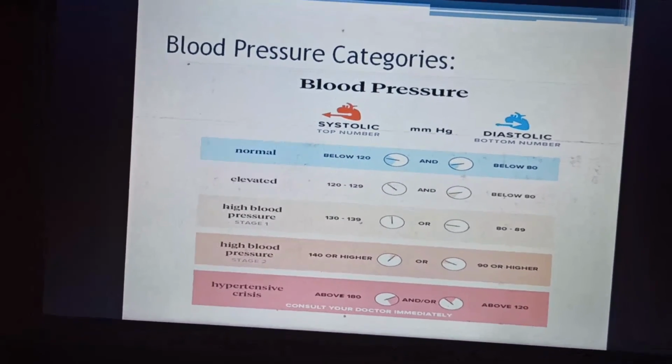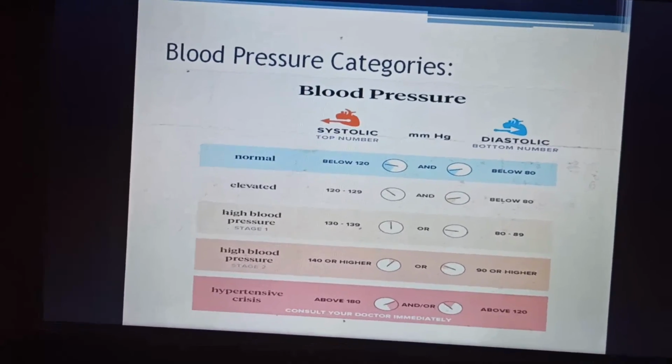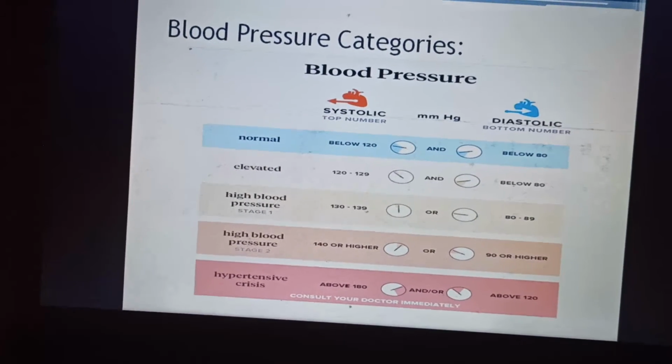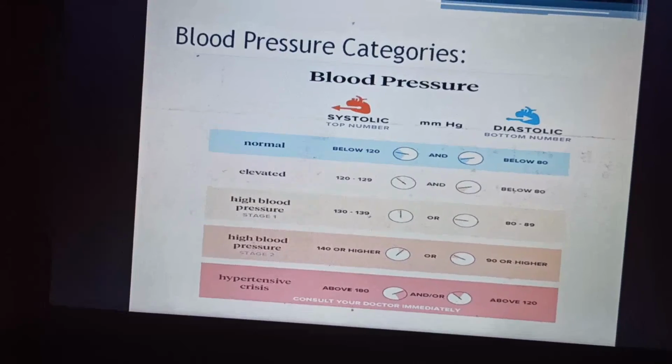The abbreviation mm Hg means millimeters of mercury. Mercury was used in the first accurate pressure gauge and is still used in medicine.